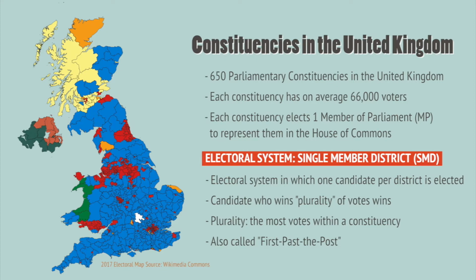A plurality, by the way, is when a candidate does not need to win 50% or more of the vote in a district, just more than the other candidates in the race. This is also called first-past-the-post voting, a term borrowed from the sport of horse racing. In single-member district systems, votes cast for other candidates are essentially wasted, because whoever wins the most votes reaps all the rewards. This is kind of a disadvantage of SMD electoral systems, because most people are unwilling to vote for candidates from smaller political parties that don't have a chance of coming in first place.